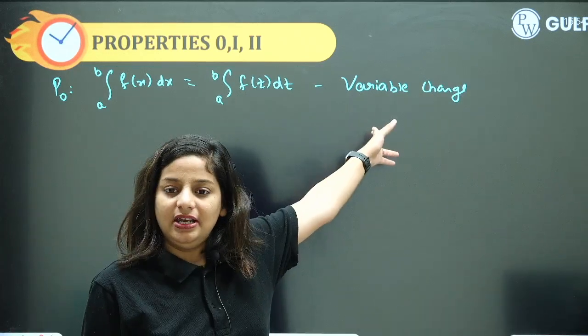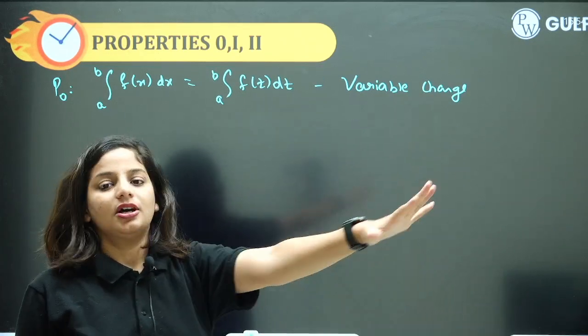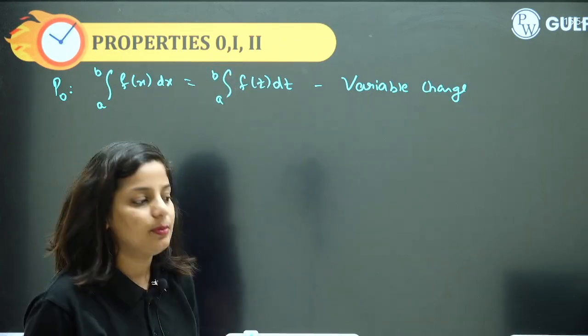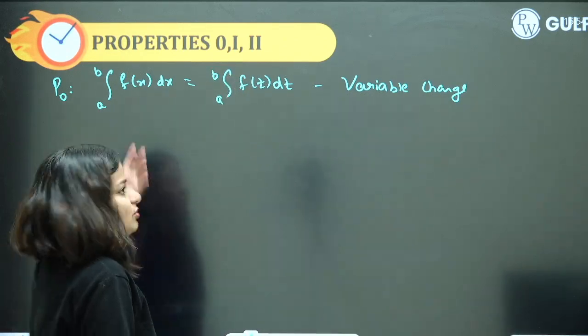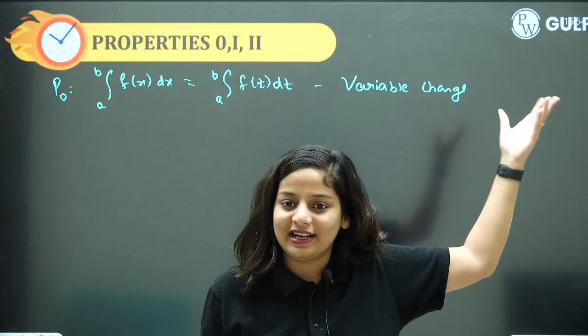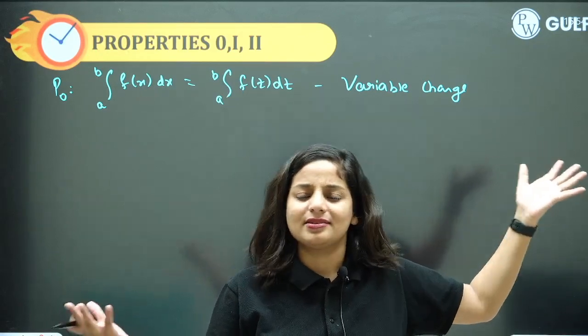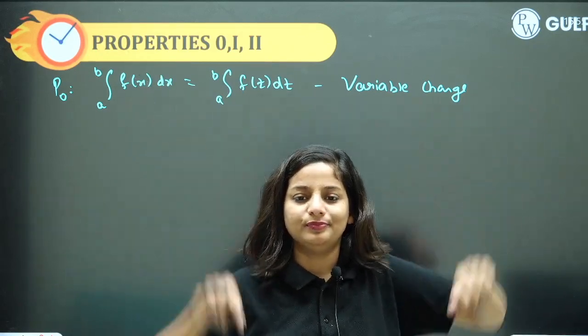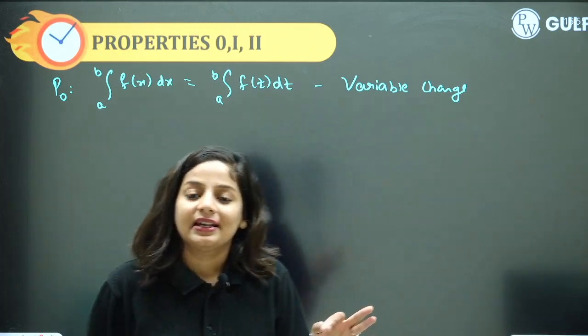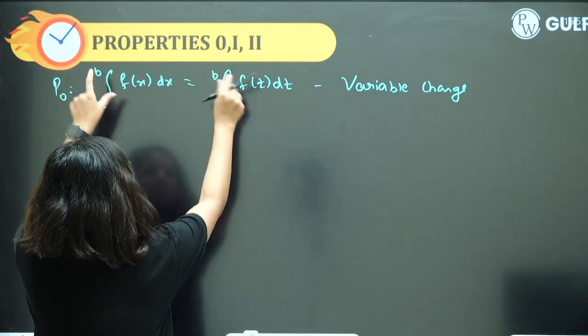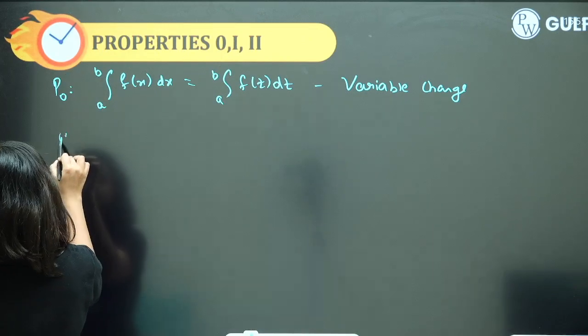Do not change the limit, but if the variable is changed, value of integration will still be equal. Why? Because after all, you're putting the limits in the end. It doesn't matter what the variable is, x, y, z, u, v, w. Doesn't matter. What matters is the limit should not be changed. Variable different, it's still the same.